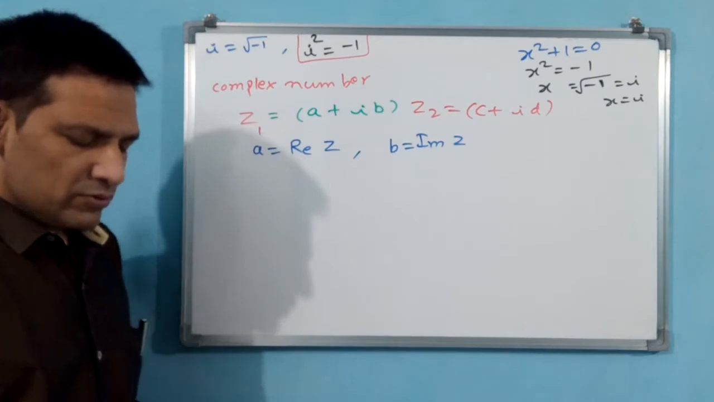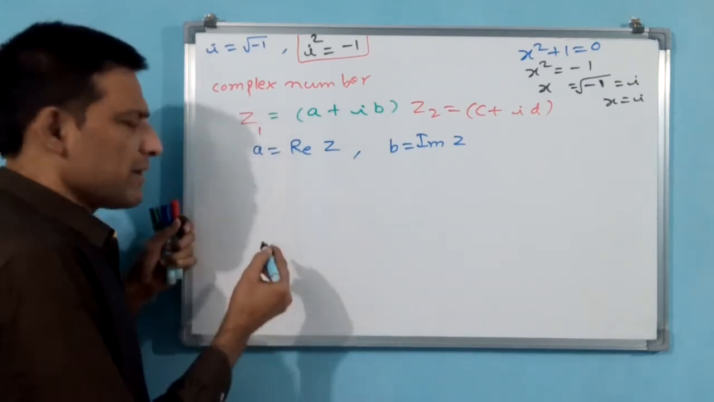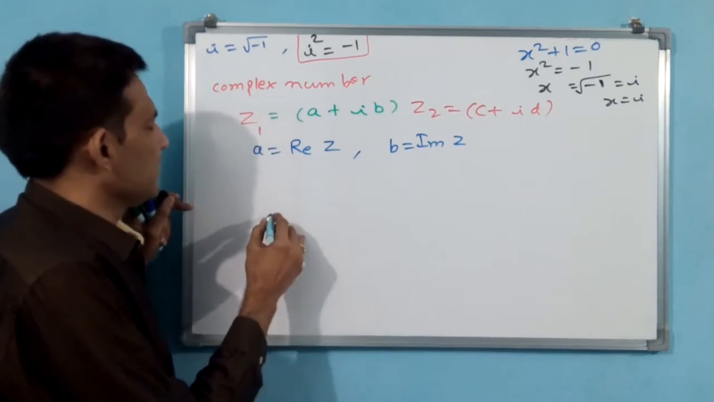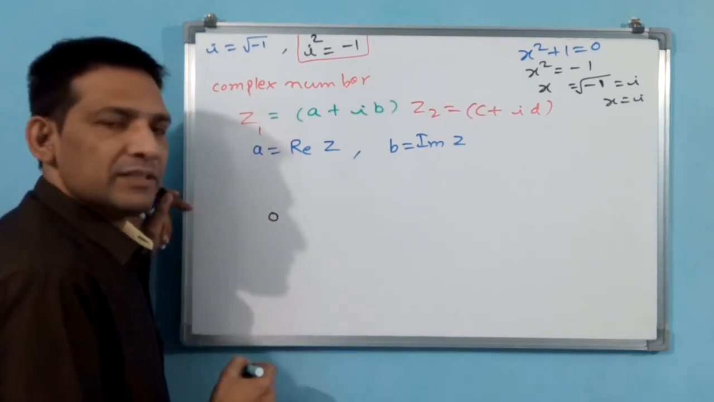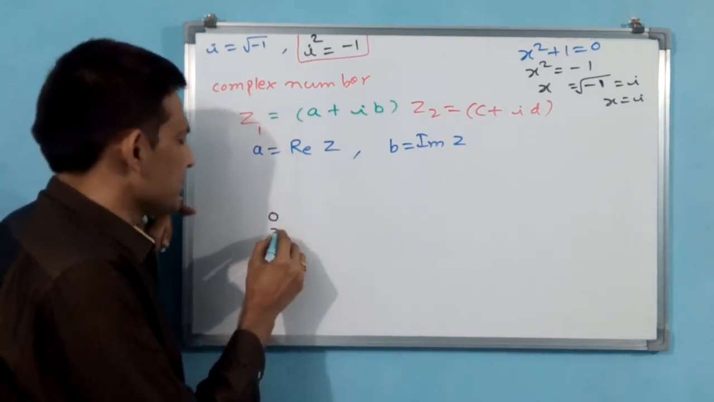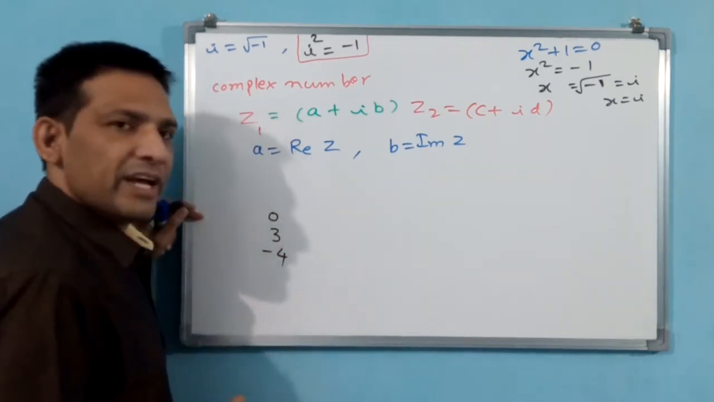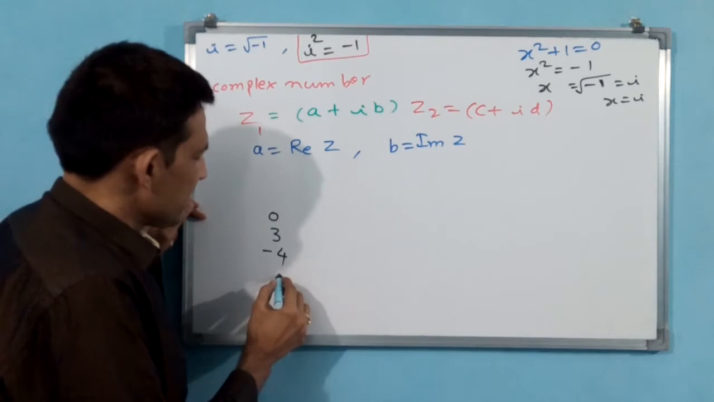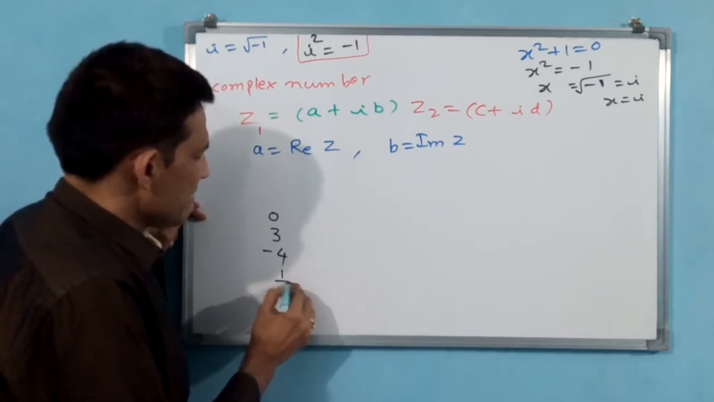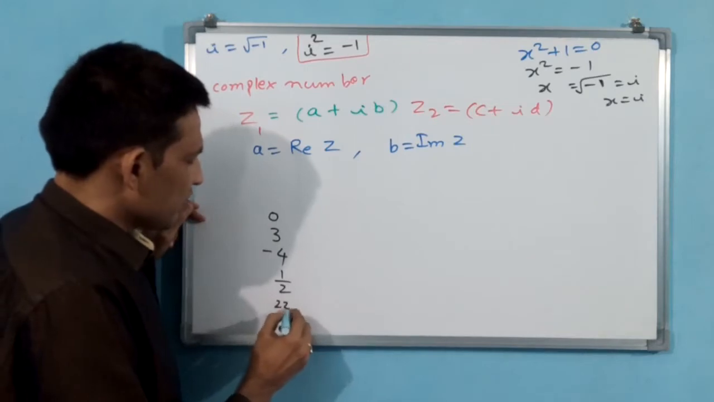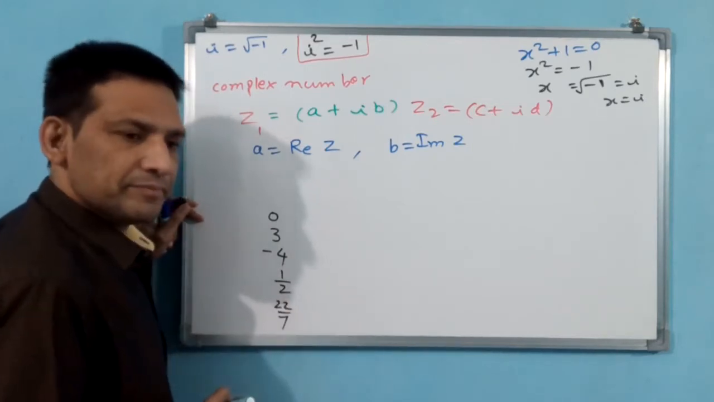See, we have known real numbers like this. Real numbers means whole number, z is there. Natural number, 3 is there. Integer, negative integer, minus 4 is there. Rational number, 1 by 2 is there. Irrational number, 22 by 7 is there.